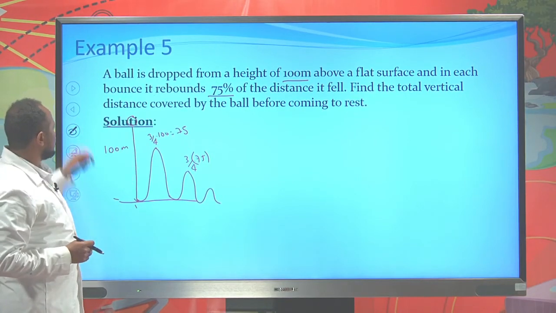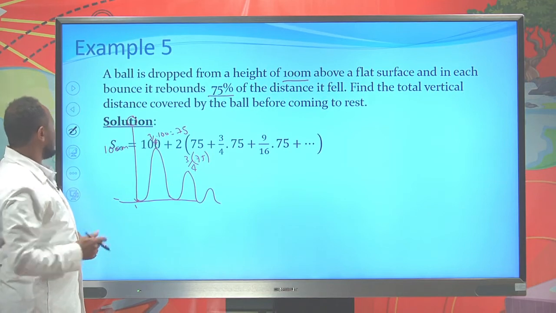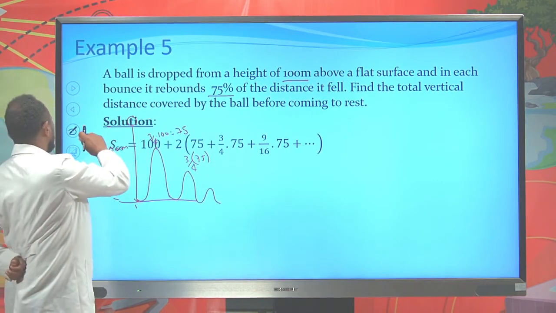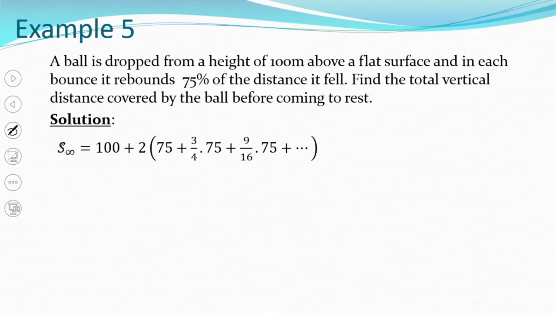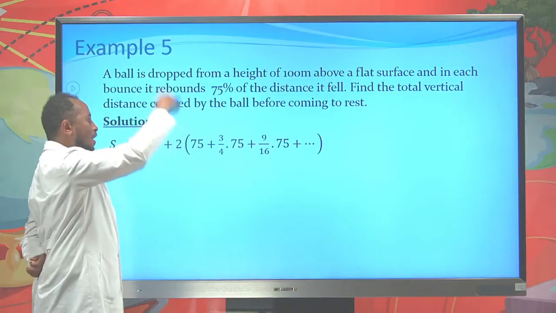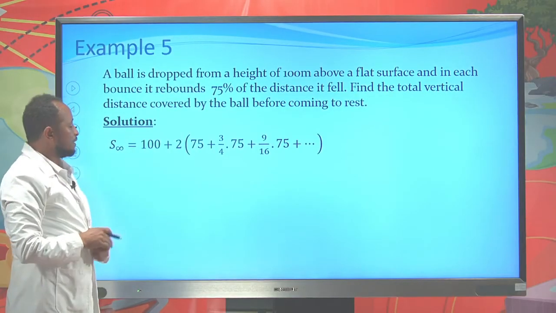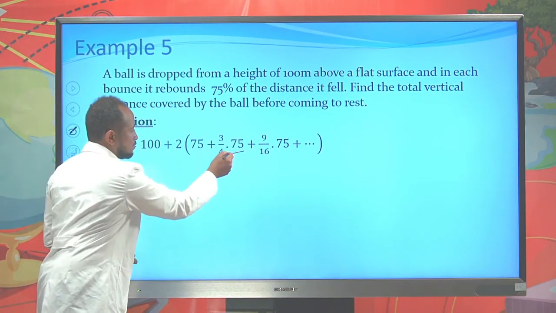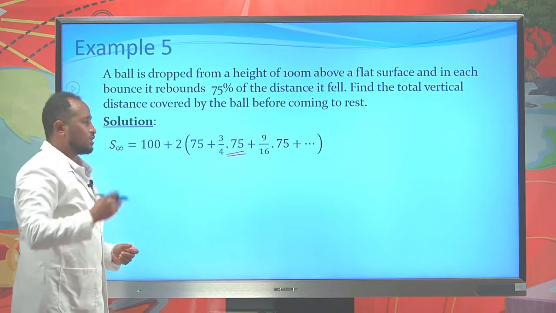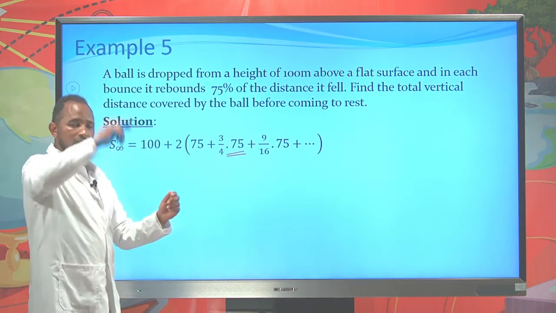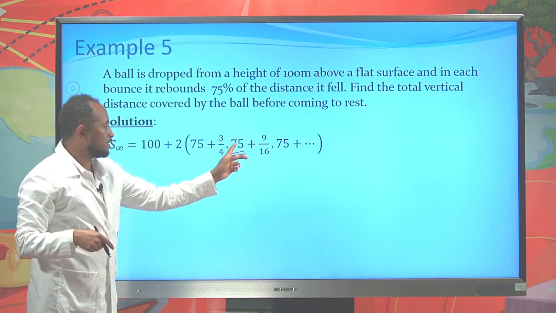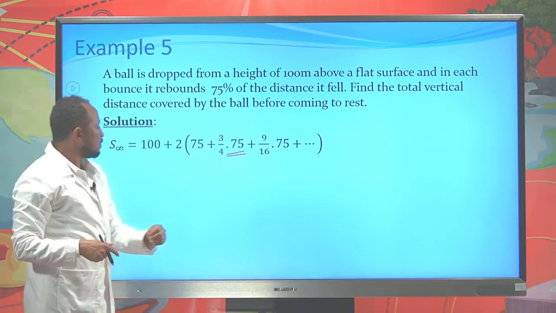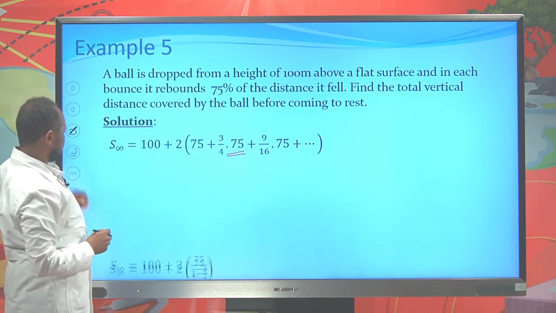Writing this in summation form, you will have this. In the first fall, it is 100 meters, plus on the next fall, the rebound is 75 meters, so we have 75 twice. Next to that, it rebounds 3/4 of 75, but it moves up and down. We have two distances here, and so on.